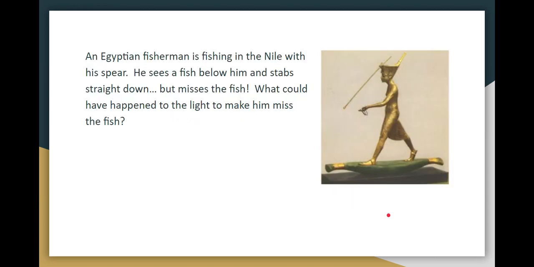So let's take a second and look at ancient Egypt. An Egyptian fisherman is fishing in the Nile with his spear. He sees a fish below and stabs straight down, but misses the fish. What could have happened to the light to make him miss the fish? Before we talk about it, go ahead and hit pause and see if you can think about what happened. You might want to look at the words absorb, refract, or reflect.